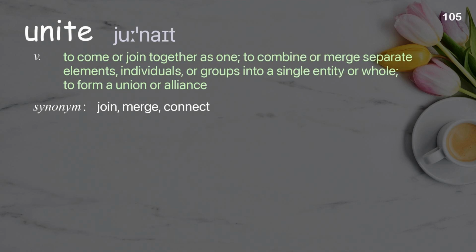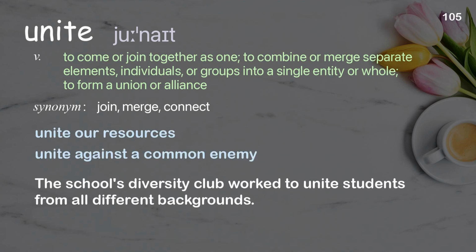Unite. To come or join together as one; to combine or merge separate elements, individuals, or groups into a single entity or whole; to form a union or alliance. Examples: Unite our resources. Unite against a common enemy. The school's diversity club worked to unite students from all different backgrounds.